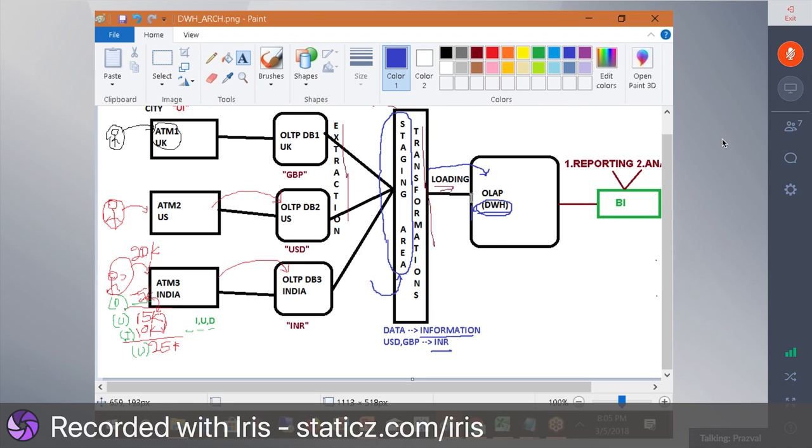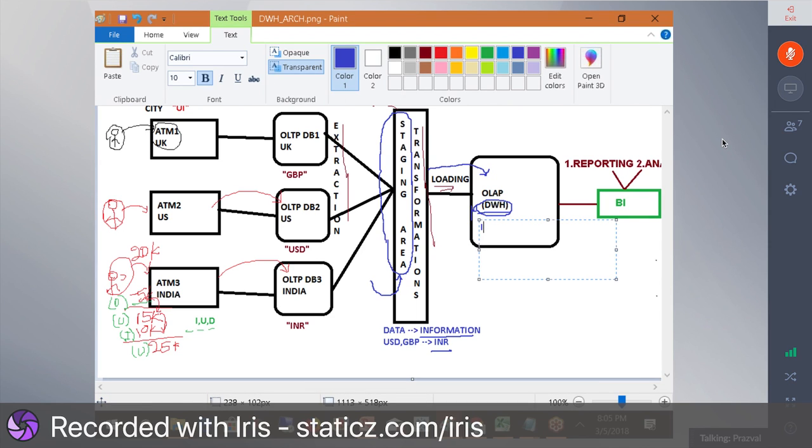So now the data warehouse contains information from the US, UK, and India in which format? In the format of INR. Now we have got information, and we have got it in a single format. Now ICICI will be able to compare.